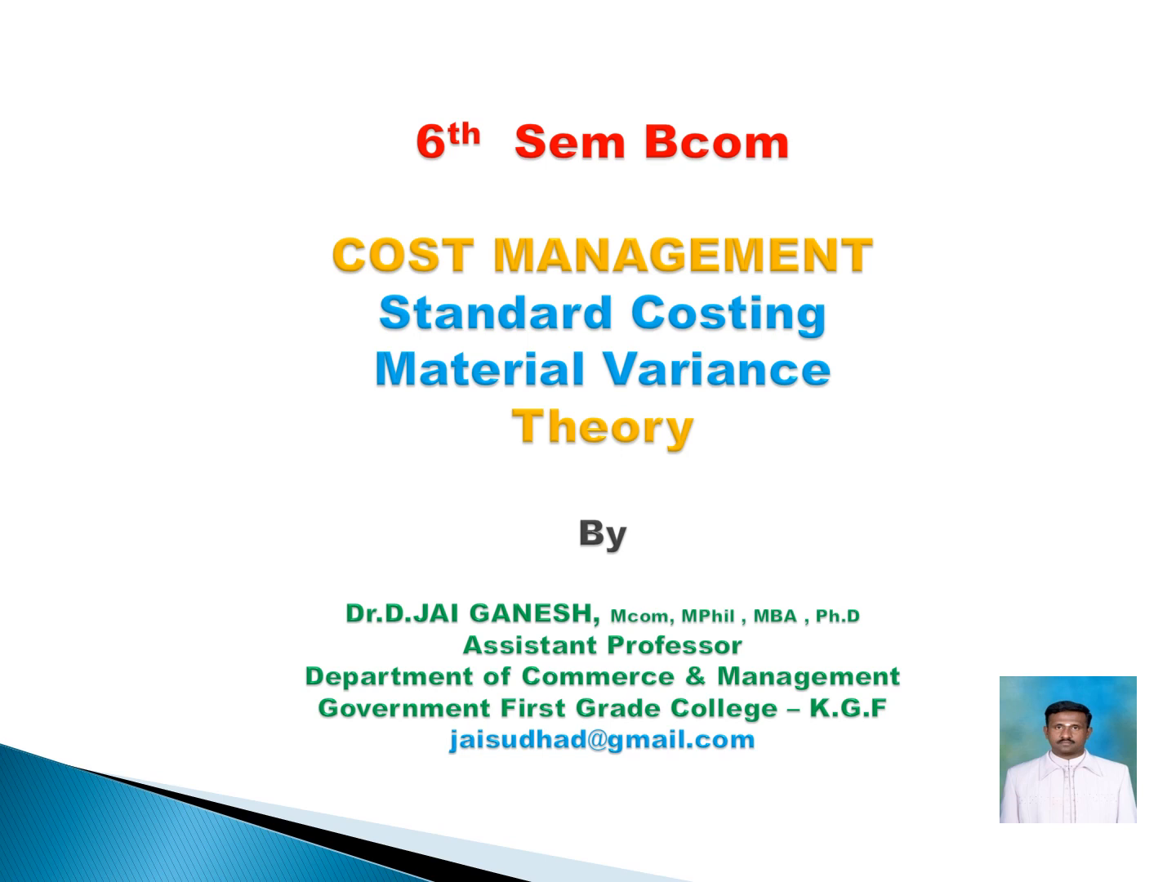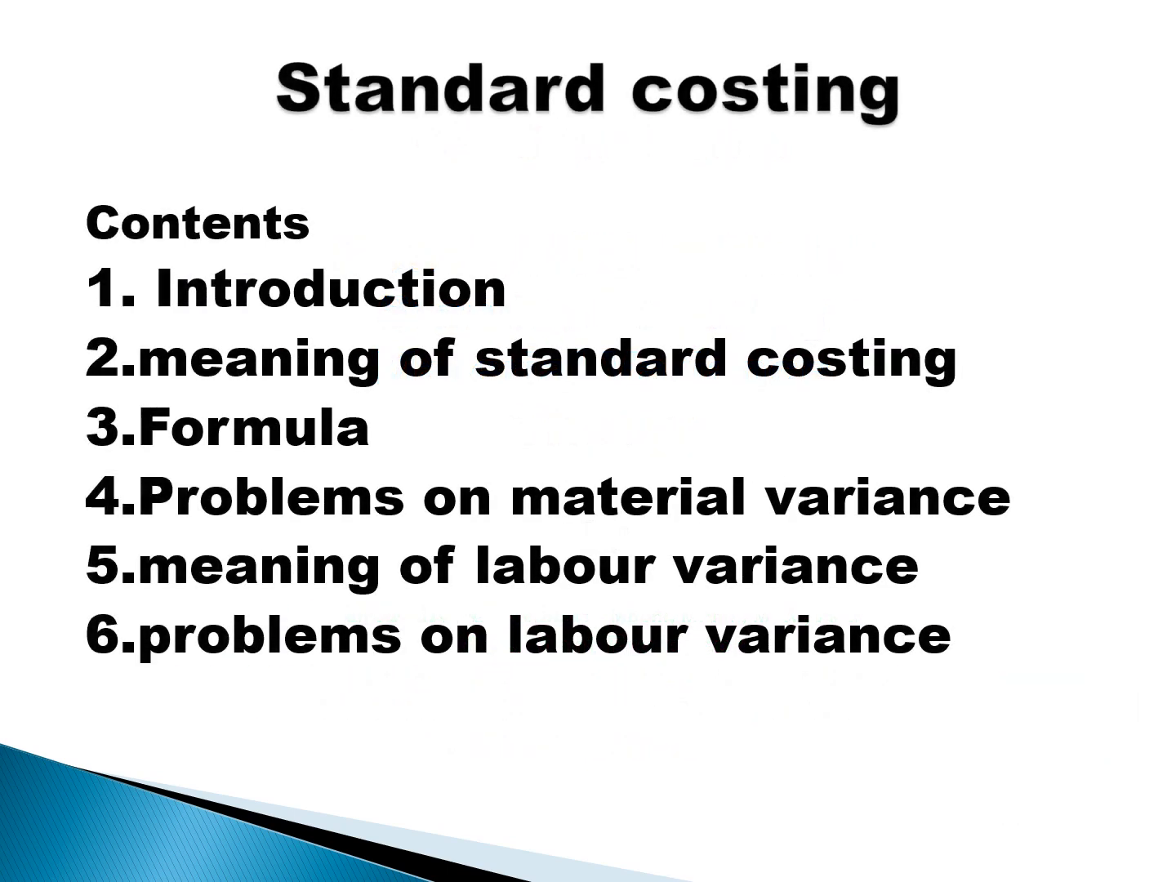So in case of standard costing, you fix a standard well in advance. This should be the expenditure of a particular work. You tell the workers that the job should be performed within this cost. That is called standard cost. In that, first we are going to discuss material variance. These are the 6 topics we need to discuss in standard costing.